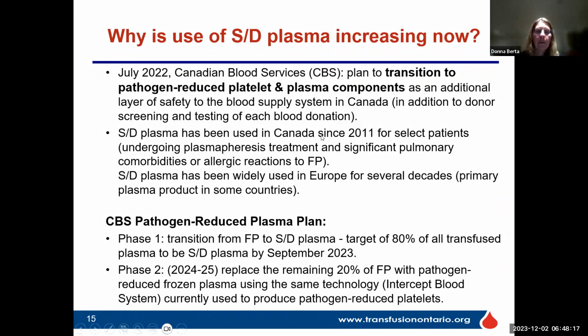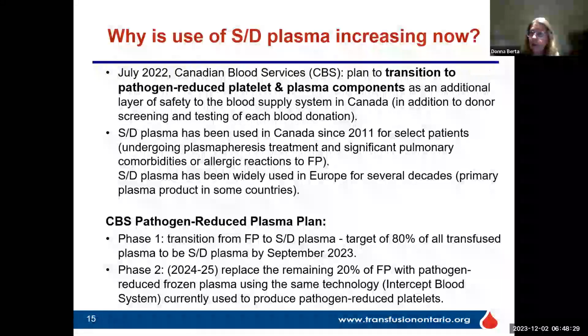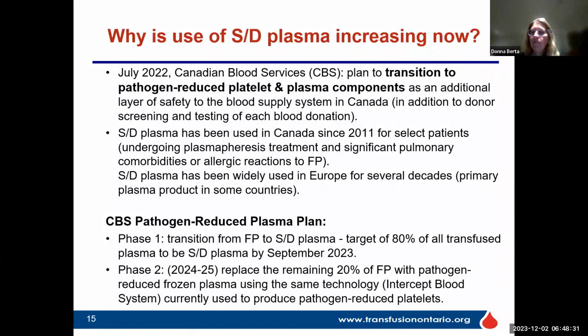CBS did have a plan for this transition, and phase 1 was that by September of 2023, 80% of all plasma would be SD plasma, so that the 109 units per day of FP across Ontario would decrease by 80% by September. I'm not sure how close to that target they are. That is not known to me at this point in time.